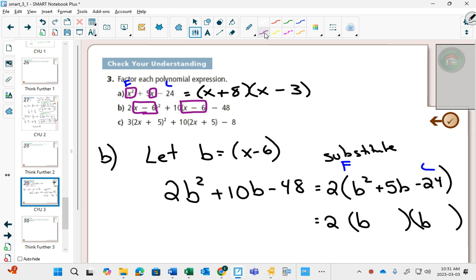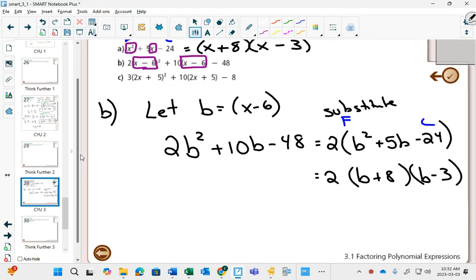Last one's minus 24. Anybody knows, hey, wait a minute, this is exactly the same as question A? Anybody noticed it? So if you notice something like that, you're like, oh my goodness, life is easy. It's just going to be b plus 8, b minus 3, because it's exactly the same as part A. But if you didn't see that, you'd have to go through your multiples and double check and figure it out. So it was easier if we substituted the b for the x minus 6.